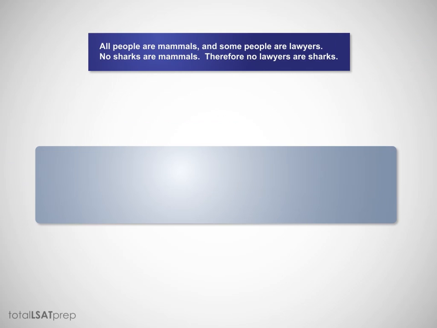Okay, so let's take a look at this argument we have here. It says, all people are mammals, and some people are lawyers. No sharks are mammals, therefore no lawyers are sharks. Okay, so we're using that just to illustrate these qualifiers, and it's a true argument, by the way. And so this is an example of a formal logic argument.